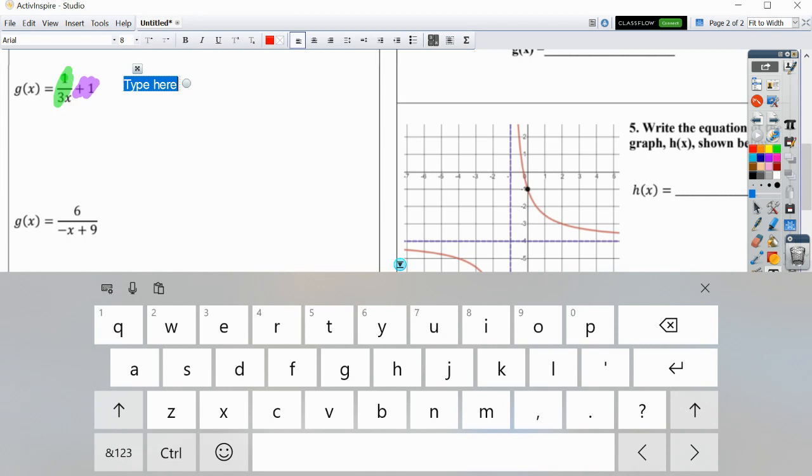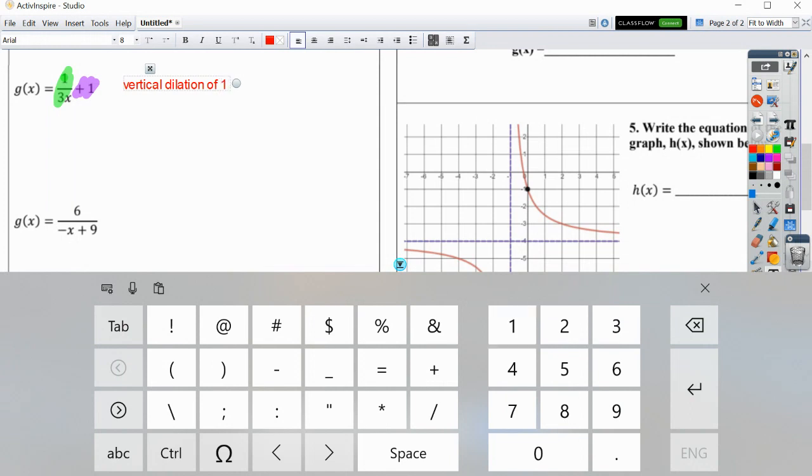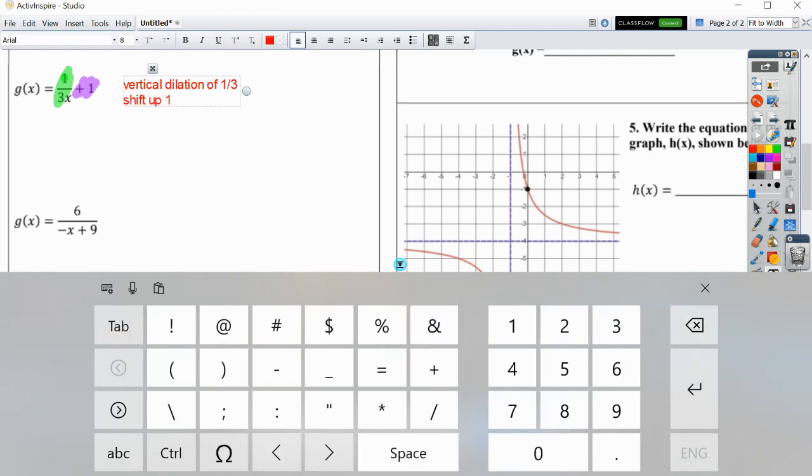With vertical, again, it's just easier because you say what you see. So if you see 1/3 with the x, then you say vertical dilation of 1/3. If you think about horizontal, you have to do a little more thinking of what's the opposite. So here I see the 1/3, so that means I have a vertical dilation of 1/3. Remember, the dilation comes before the shift because of PEMDAS. 1/3, and then I have my shift up 1. Great.